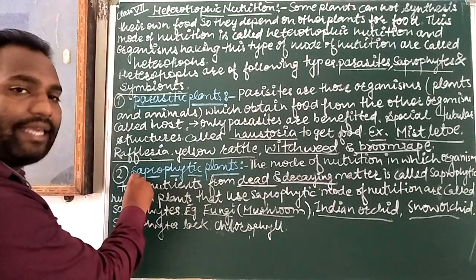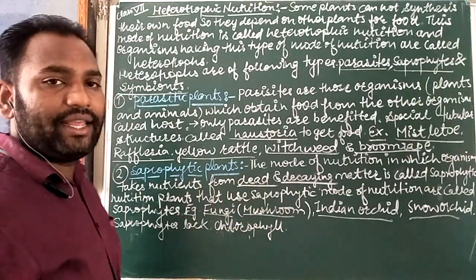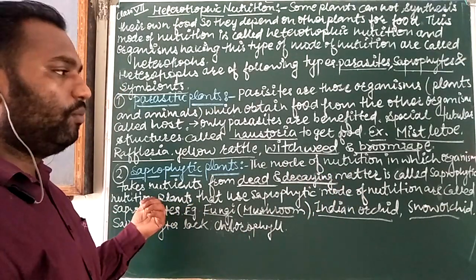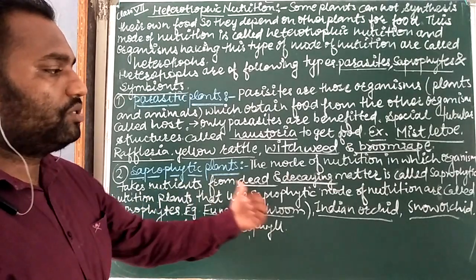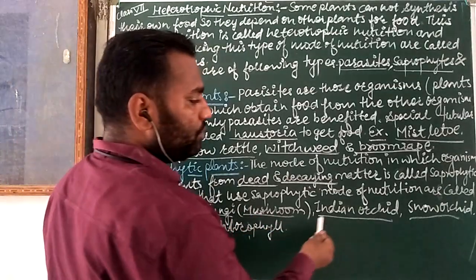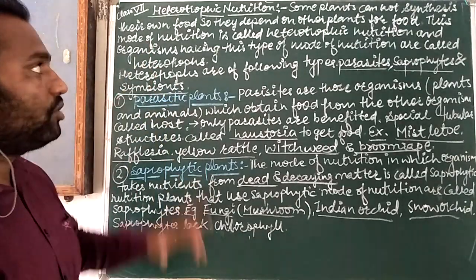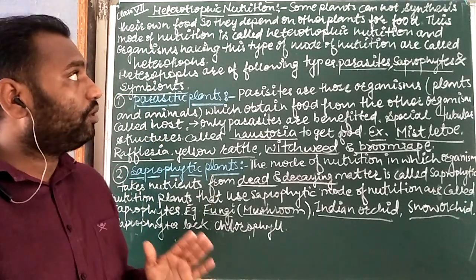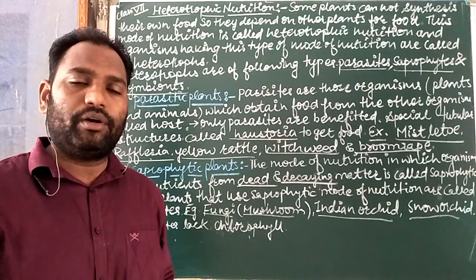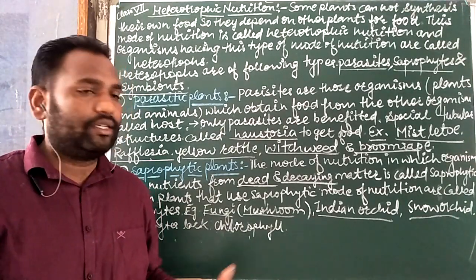And sapro means dead and decaying, those that are going to be rotten. The mode of nutrition in which organisms take nutrients from dead and decaying matter is called the saprophytic mode of nutrition, and organisms that use it are called saprophytes. Examples are fungi, mushroom, Indian orchid and snow orchid. Saprophytes lack chlorophyll and are mostly heterotrophic, because due to the lack of chlorophyll they cannot perform photosynthesis. So first you have to write this, after that we will study further.